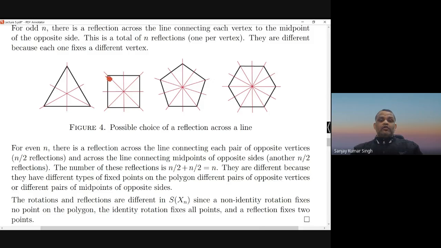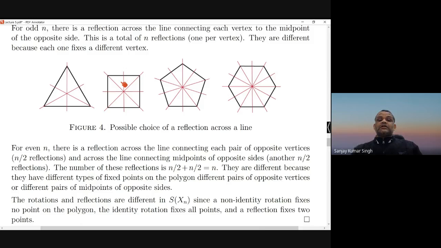Similarly, I take 2 opposite edges and join their midpoints. So I will get a line. And with respect to this line, I can define a reflection of the plane, and we see that this part will come here, and this part will come here, and again the picture will be the same. So this reflection again gives you an element of the symmetry group of the square.